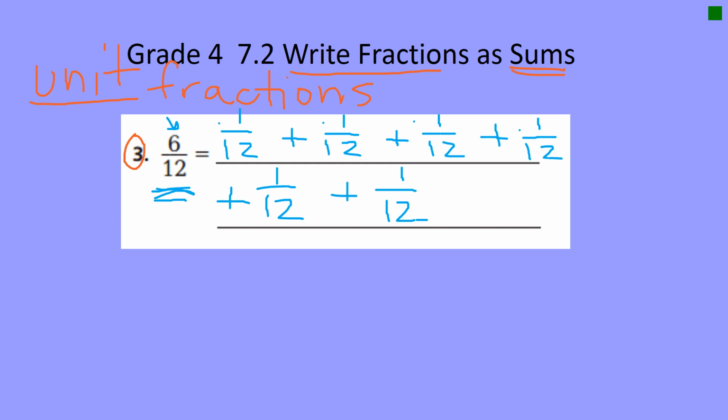Okay? Woohoo! Unit fractions rule. I'll add 1 plus 1 plus 1 plus 1 all day, right? So guys, don't forget that you have to keep that denominator 12 because that's the size of the piece. That's how many pieces make one whole thing. So that can't change. The number's only job in the denominator is, hey, that's how many pieces make a whole thing.